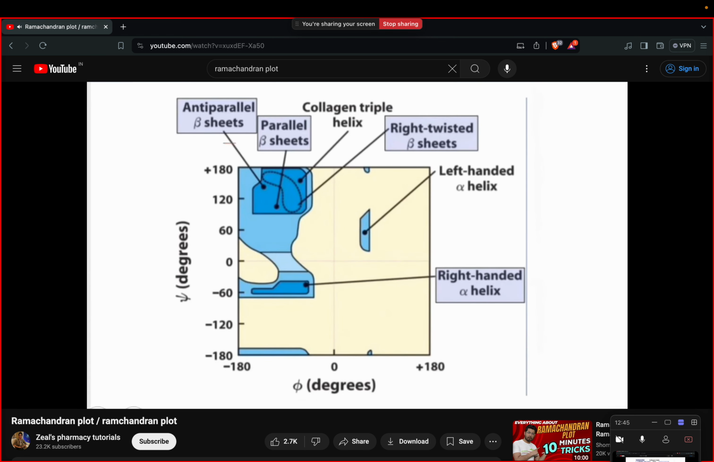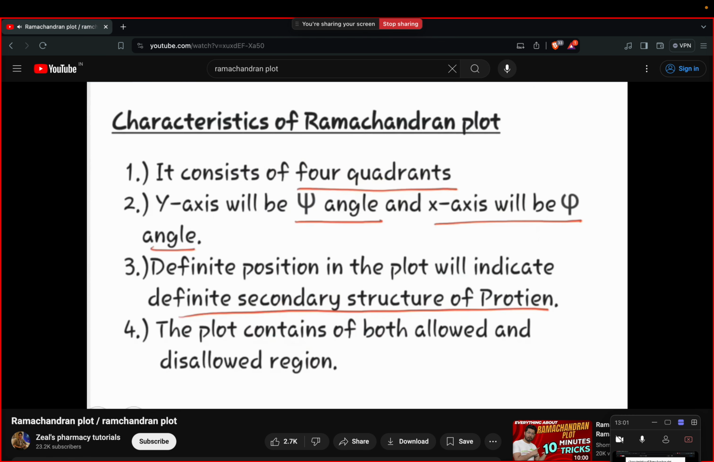This region in the first quadrant indicates antiparallel beta sheets. Then this region in the first quadrant indicates parallel beta sheets. Similarly, in the second quadrant, this region indicates left-handed alpha helix, and in the third quadrant, this region indicates right-handed alpha helix. And fourth, the plot contains both allowed and disallowed regions.